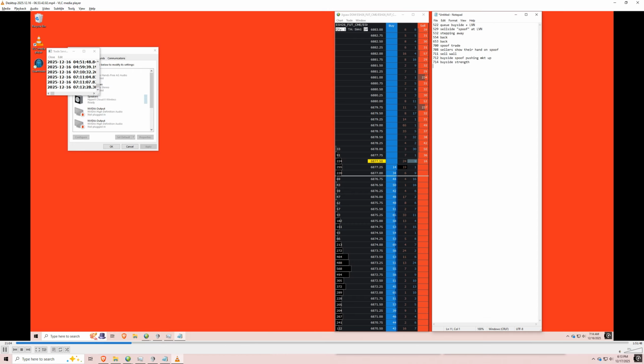So it looks like buyers are going to take it now. 26 trades. And then they get absorbed and sellers throw it lower. 10 trades, 22, 32. Sellers are stuffing the queue now with what looks like real orders.